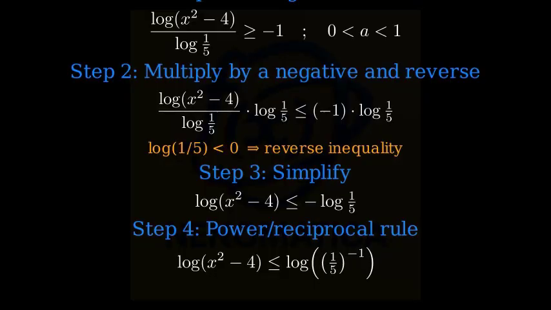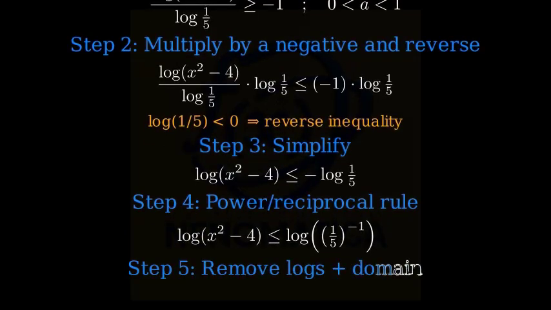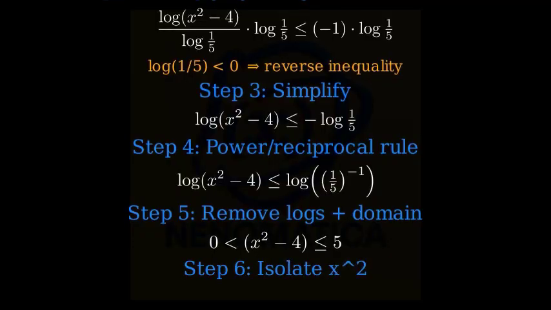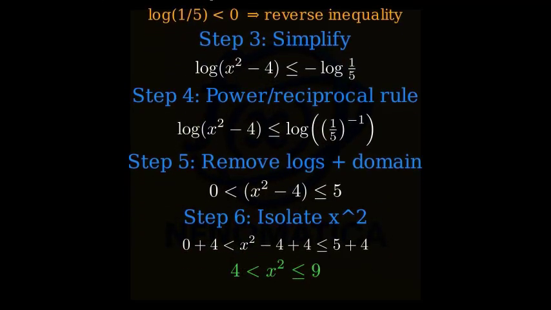Thus, negative log of 1/5 equals log of 1/5 to the power -1. Step 5. Remove the logs by monotonicity of the common logarithm and enforce the domain. Since the argument of a logarithm must be positive, we have 0 less than x squared minus 4, and it is less than or equal to 5. Step 6. Add 4 to all parts of the inequality to isolate x squared. We get 4 less than x squared less than or equal to 9.